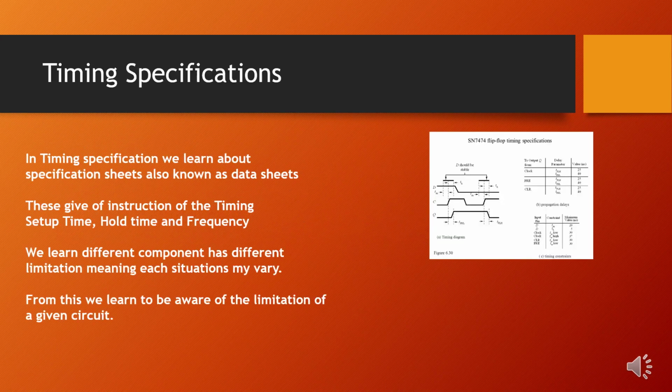In timing specifications, we learn about specification sheets, also known as data sheets. This gives us instructions on timing: setup time, hold time, and frequency. We learned different components have different limitations, meaning each situation may vary. From this, we learn to be aware of the limitations of a given circuit.